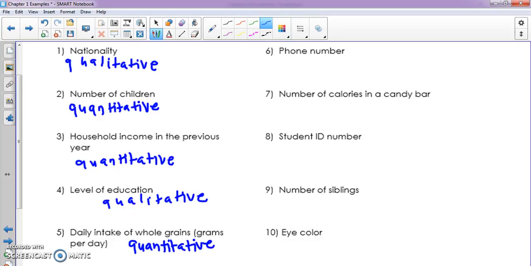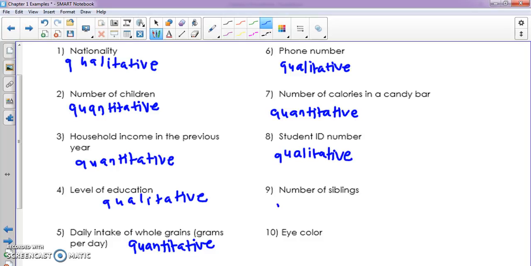And a phone number. Again, be careful, that's a number, but for us to add or subtract phone numbers doesn't really provide any meaningful results. So this is going to be qualitative. The number of calories in a candy bar is quantitative, so that makes sense for us to add and subtract those. Student ID number, that's similar to phone number, so that's going to be qualitative, just a characteristic of an individual. Number of siblings is like number of children, so that is quantitative.